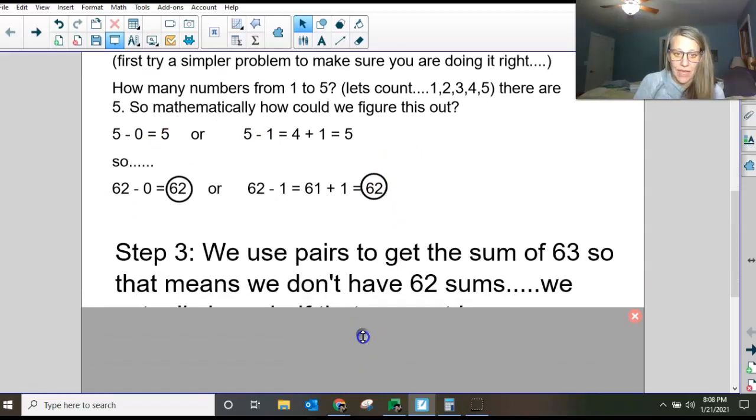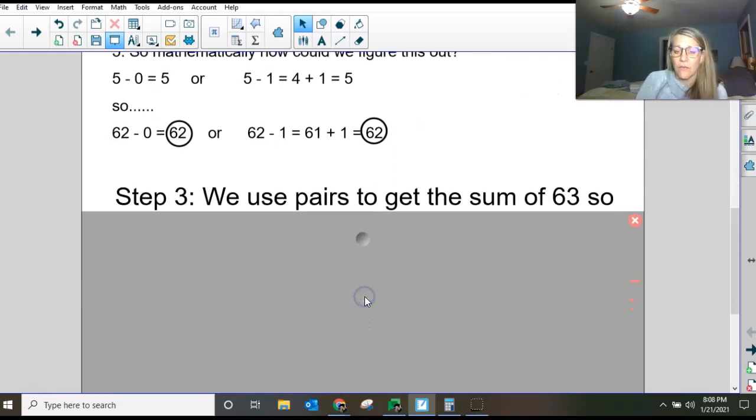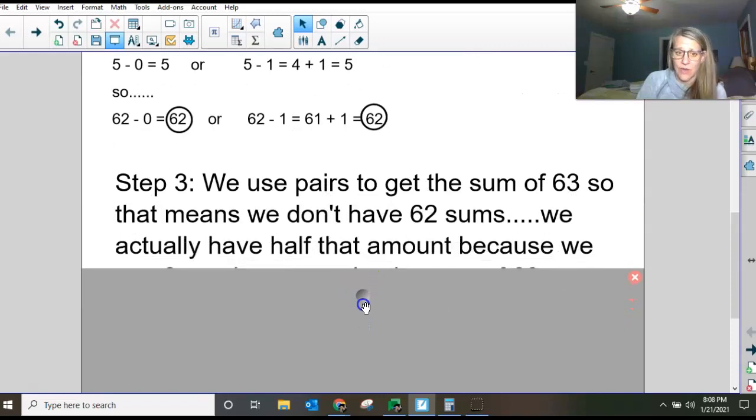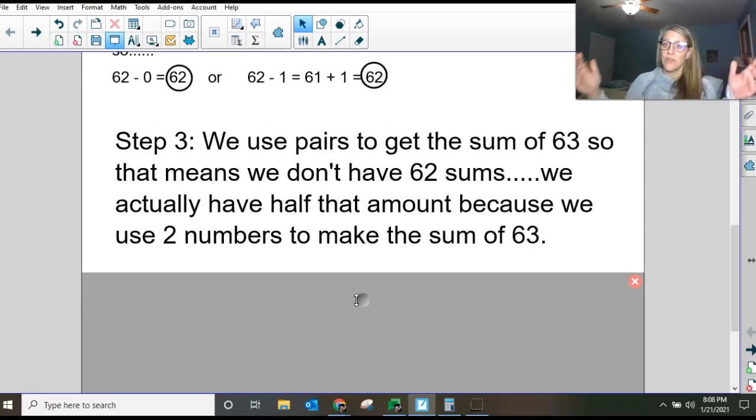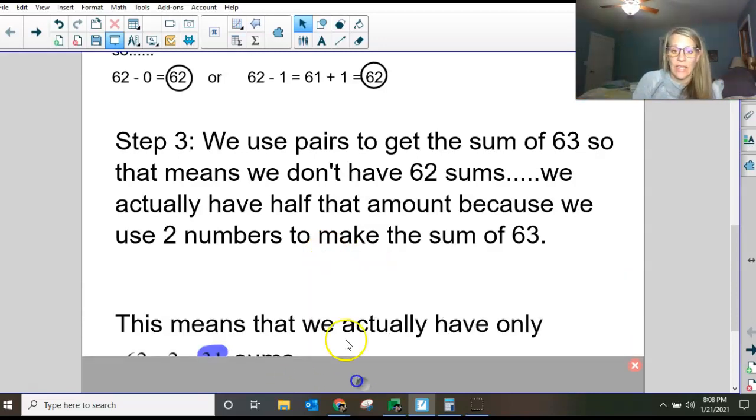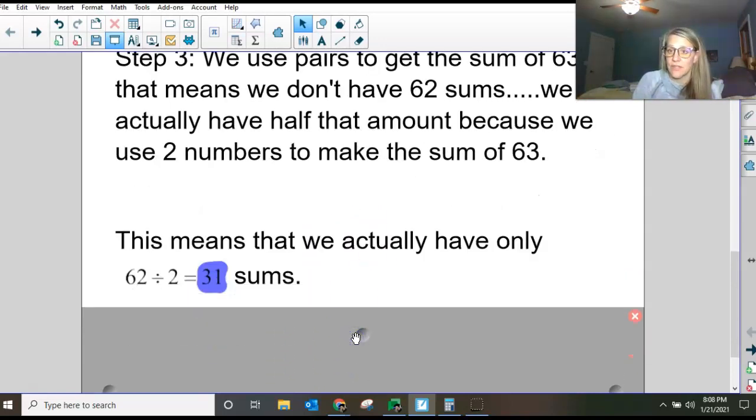So next up, we can use pairs. We're using pairs to get the sum of 63. So that means we don't actually have 62 sums. We have 62 numbers total, but then remember we're pairing them up. So we actually have to take the amount of numbers that we have, which is 62, and cut that in half because we're pairing them up. We're using 2 at a time. So we actually only have 31 total sums.